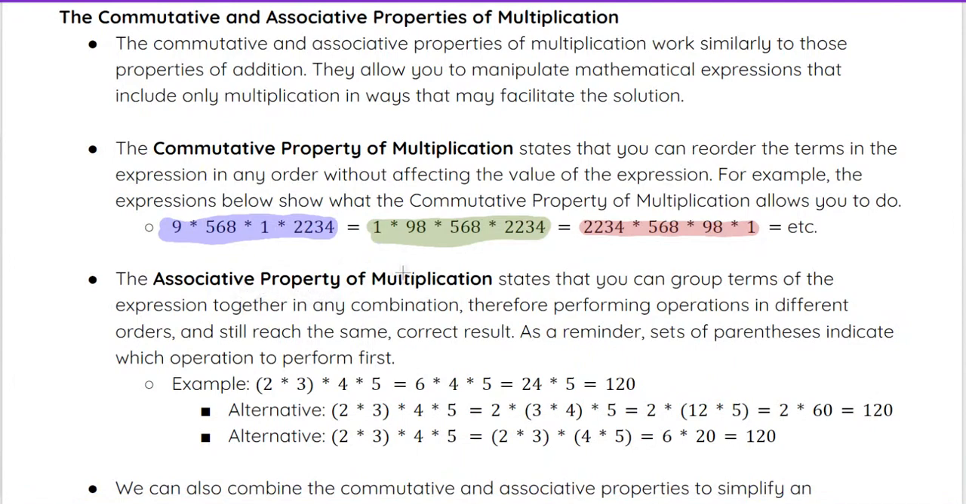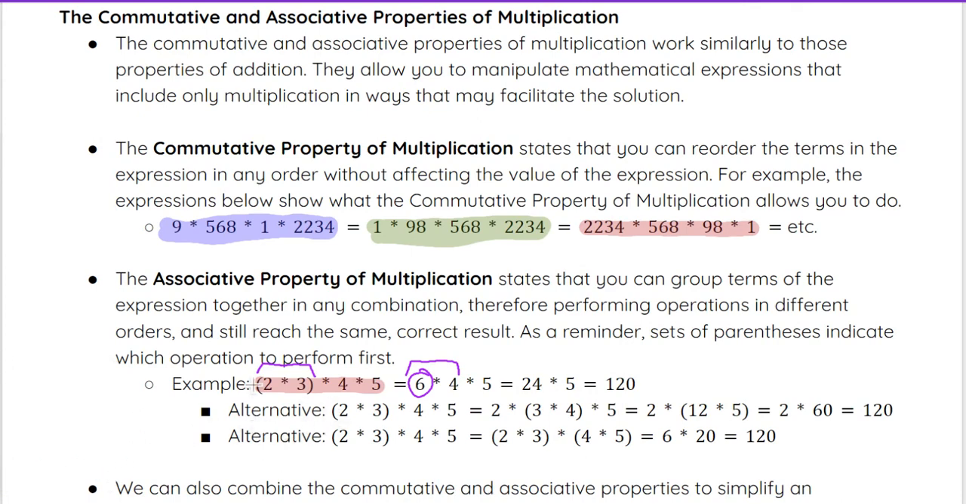Now, additionally, the associative property of multiplication states that you can group the terms in any combination, therefore performing operations in different orders and still reaching the same correct result. So for example, we see parentheses down here. I do want to remind you that the parentheses indicate which operation to perform first. So for example, if we have this right here, 2 times 3 times 4 times 5, this would indicate we do 2 times 3 first. 2 times 3 is 6, and then we still have times 4 times 5. Then we would work left to right. 6 times 4 is 24. Times 5 is 120. So the correct answer is 120.